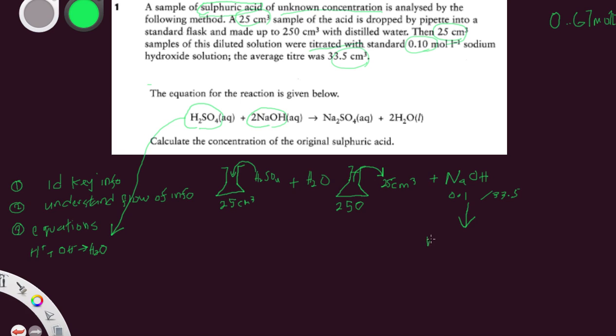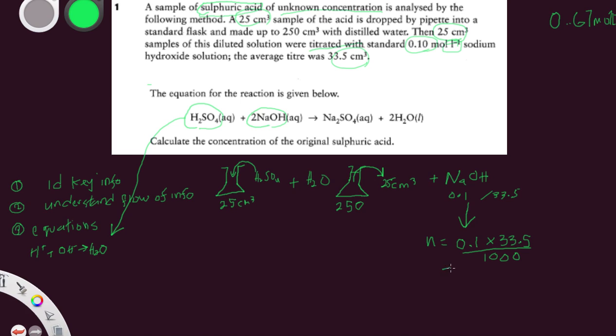So number of moles, n, equals CV, just remember that, so 0.1 times 33.5 over 1,000, because the volume is given in cm cube, and n equals C times V, where molarity is per liter, as you can see here.